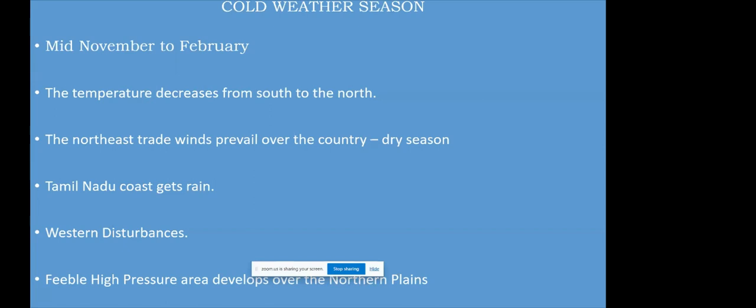Direct sunlight to Tropic of Cancer. Yes, due to apparent northward movement of the sun. Actually, the sun doesn't move, but due to change in the inclination of the Earth's axis, the sun rays will be falling on the equator or north of the equator. It will go up to Tropic of Cancer. That is the reason why the heat belt shifts to the north. The area of high temperature will be in the north. Because the sun crosses the equator and starts moving towards the poles. That is what we call apparent northward movement of the sun.